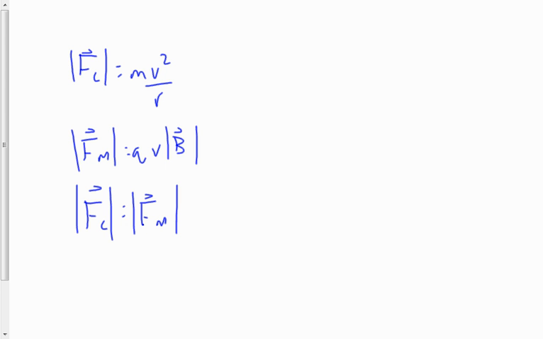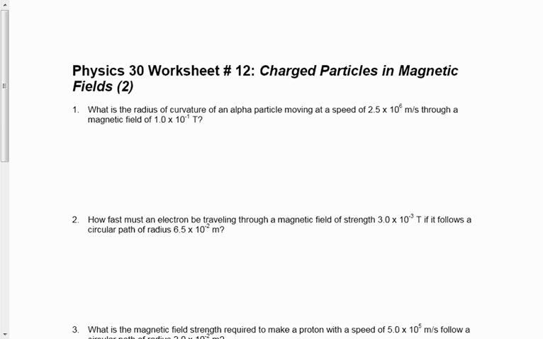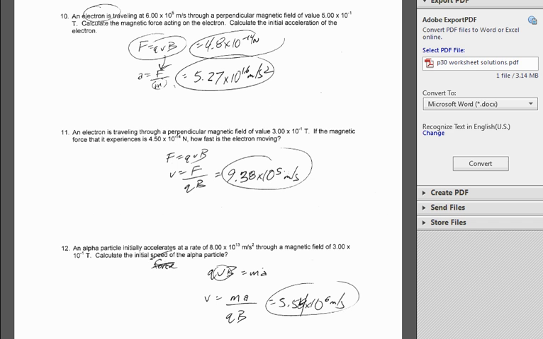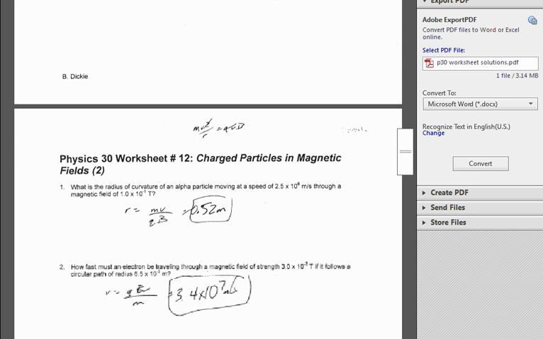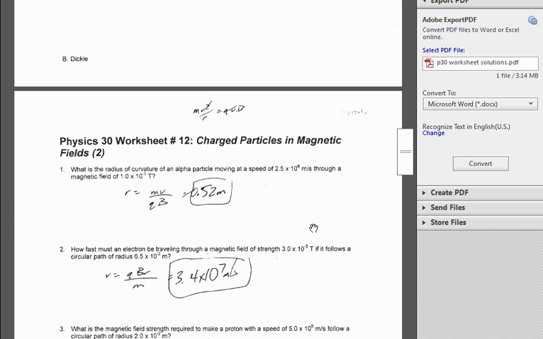We had one more question for homework, and that was the first question on worksheet number 12. The answer to that was 0.52 meters. Let's take a look at that anyways, whether you need it gone over or not, just as a little bit of a review as to A, how to rearrange that equation, B, how to plug numbers into it and solve for it.